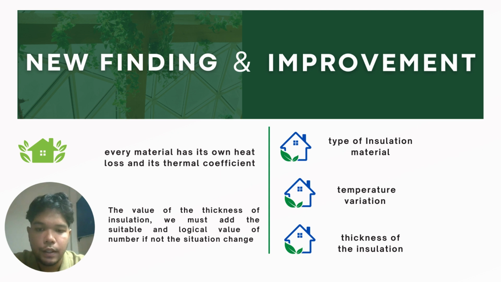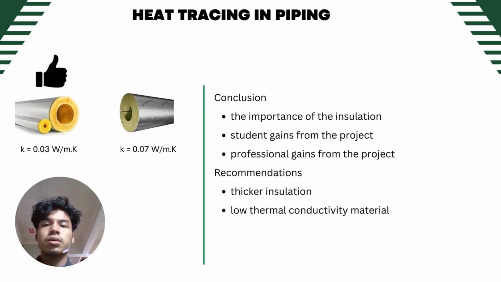Next, temperature variation. We can reduce the heat loss by minimizing the temperature differential. And lastly, heat loss can be reduced by increasing the thickness of insulation. For conclusion, the project highlights the importance of insulation in piping systems. For students, they can get a better understanding of the concept and find trustworthy resources. And for professionals, the calculation gives clear insight to solve problems due to the rapid expansion of technology and determine the best material for insulation.